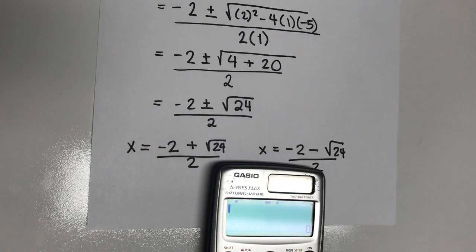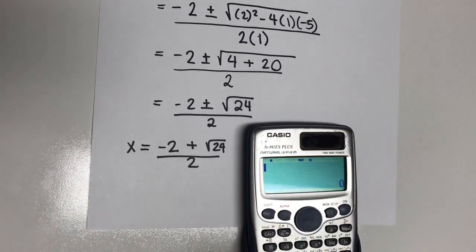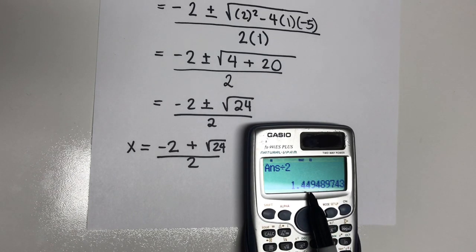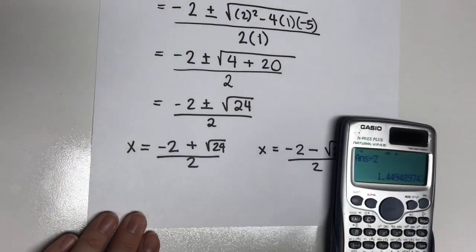So depending on the calculator you have, you might be able to put this all in one step. In others, you might need to do square root of 24, write it as a decimal. I like to do things in one step to keep a more accurate answer, but -2 plus the square root of 24 divided by 2 gives me, and I'm going to round to 2 decimals, so it says 449, so the 9 is going to make the second 4 increase by 1, so I'm going to write 1.45.